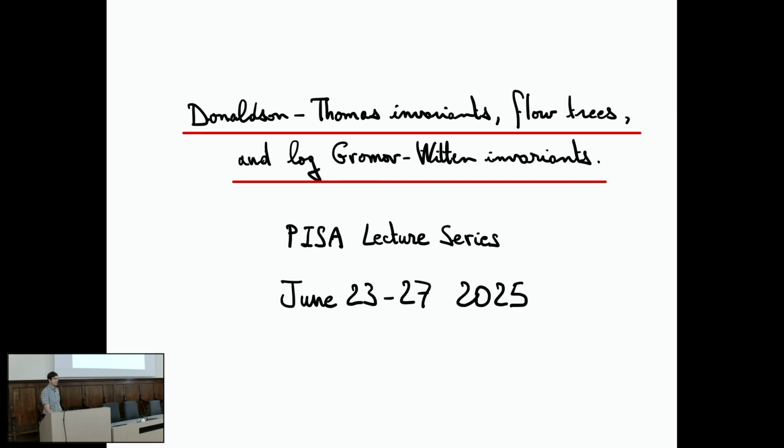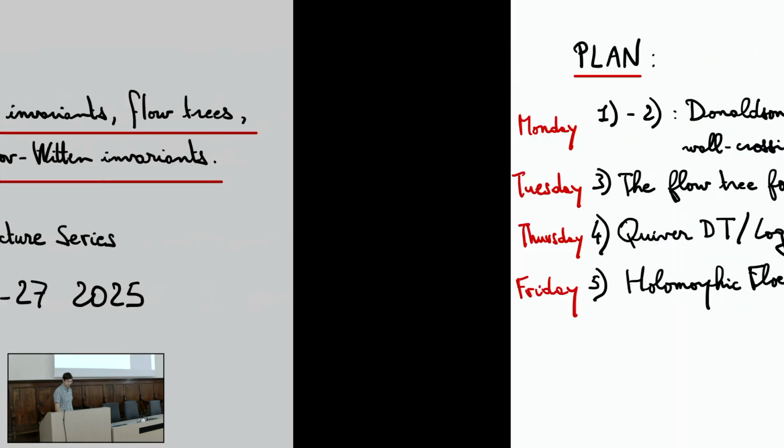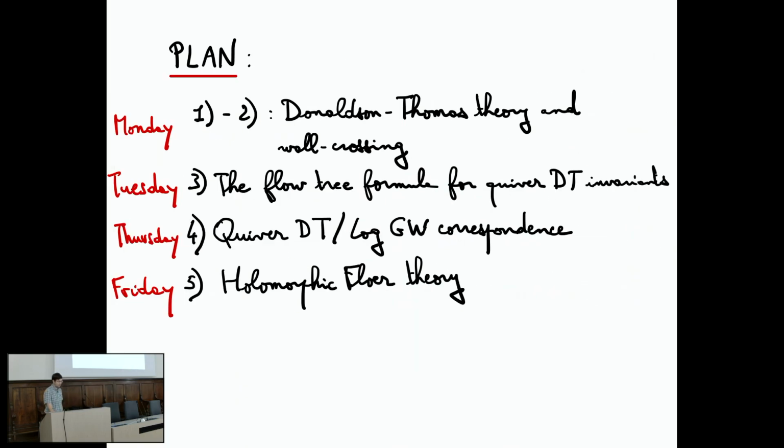So yeah, in this series of lectures, I will talk about Donaldson-Thomas invariants, flow trees, and log Gromov-Witten invariants. Here is a more detailed plan of the lectures. So today, for the first talks of the morning, I will present a general overview of Donaldson-Thomas theory and of wall-crossing. And the heart of the lectures will really be on Tuesday and Thursday.